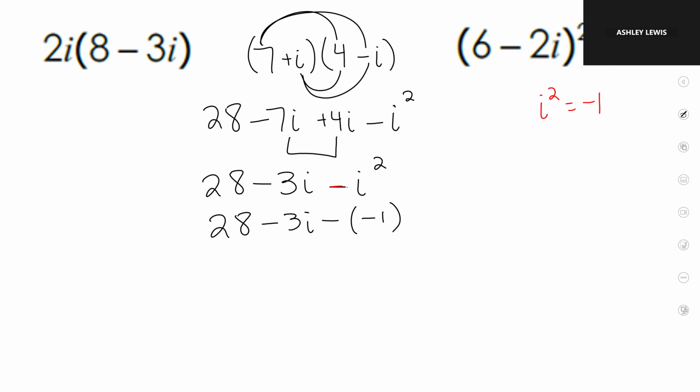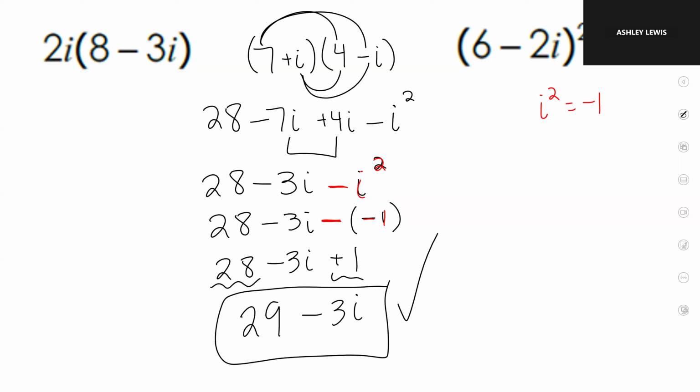This remained the same, but i squared is turning to a negative 1. Okay, so now I have 2 negatives. This becomes 28 minus 3i plus 1. So your answer, 28 plus 1, you should have 29 minus 3i. So if you got that, pat yourself on the back.